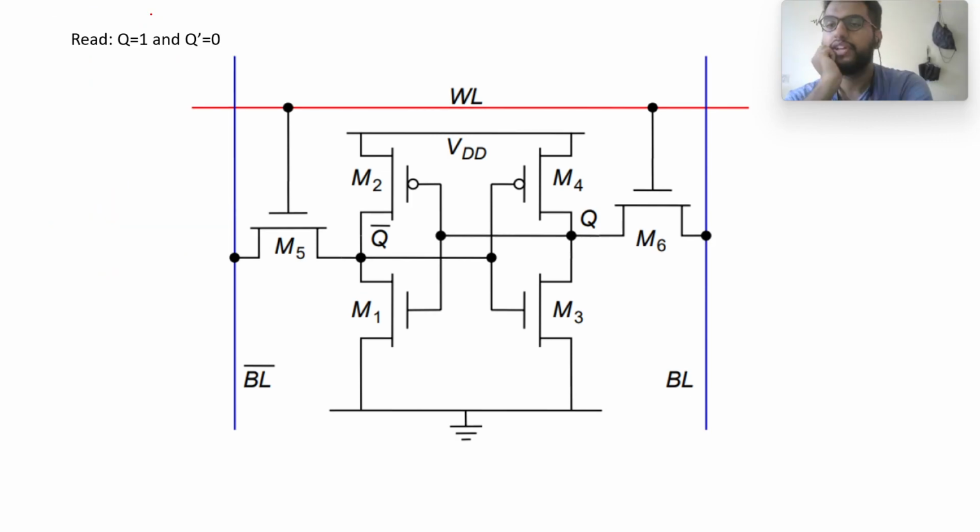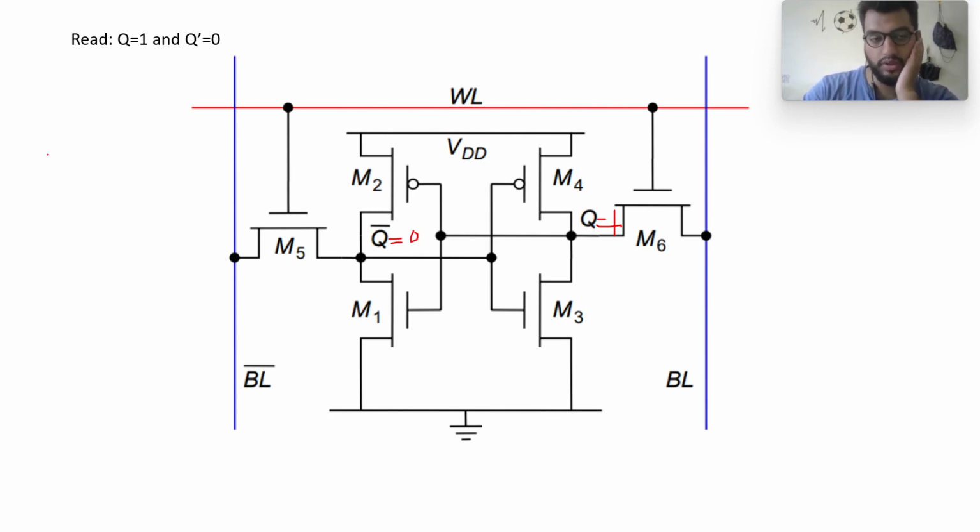After that, we have a read operation. Let me explain the read operation here. Let's assume Q equal to 1 is stored here, and Q bar equal to 0 will be stored, as this is symmetric and complementary. Now we want to read this data. So how do we read it?